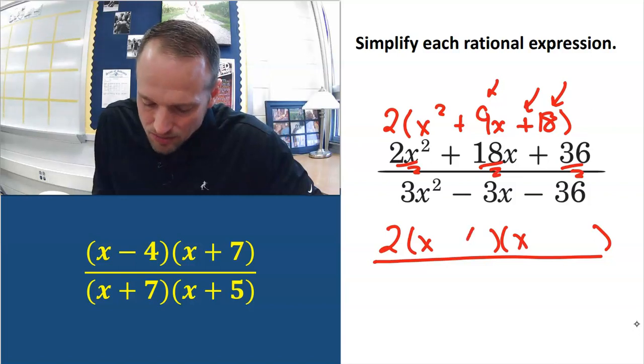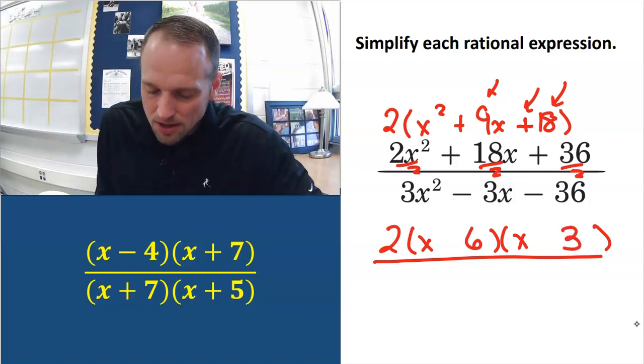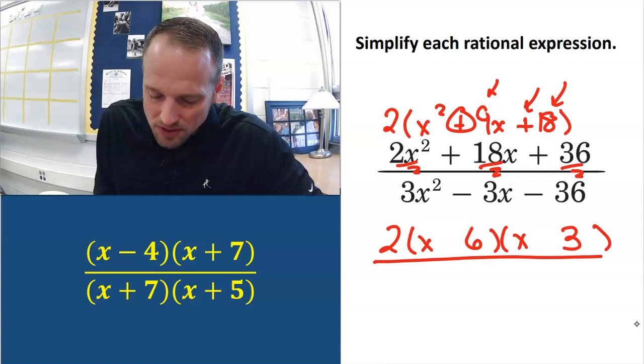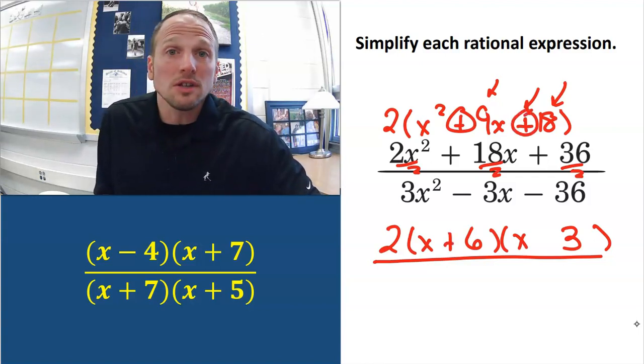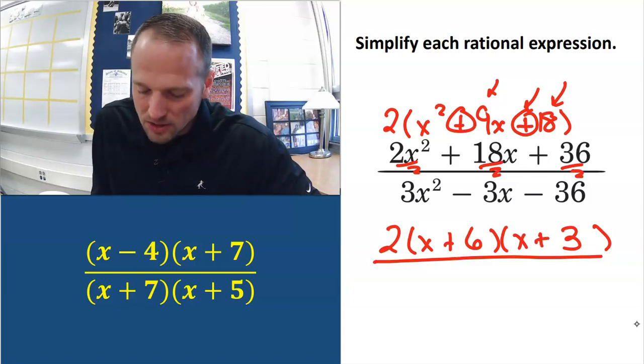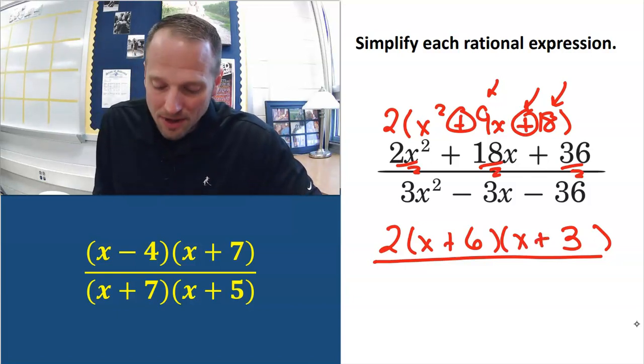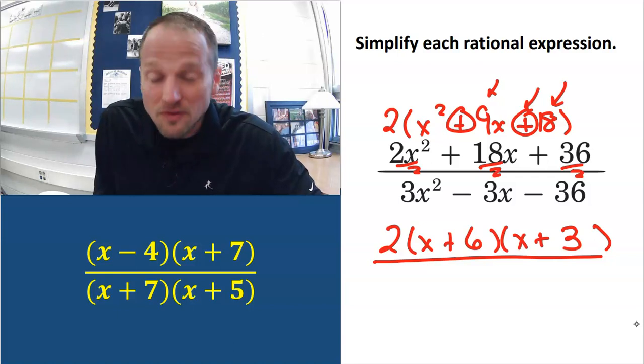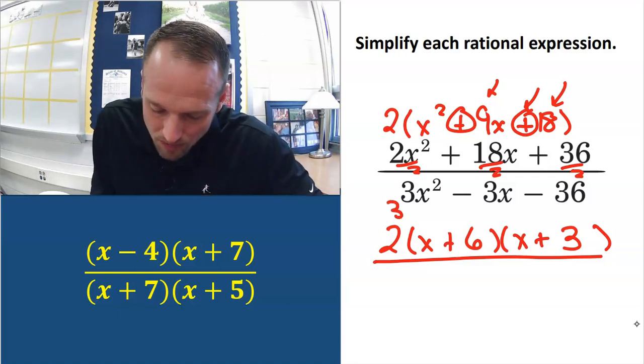I think that's going to be 6 and 3. Bigger number always gets the first sign. And this plus means the two signs are the same, x plus 6 and x plus 3. Let's do the same thing on the bottom. Look for greatest common factor first. There is one here. We can factor out a 3.